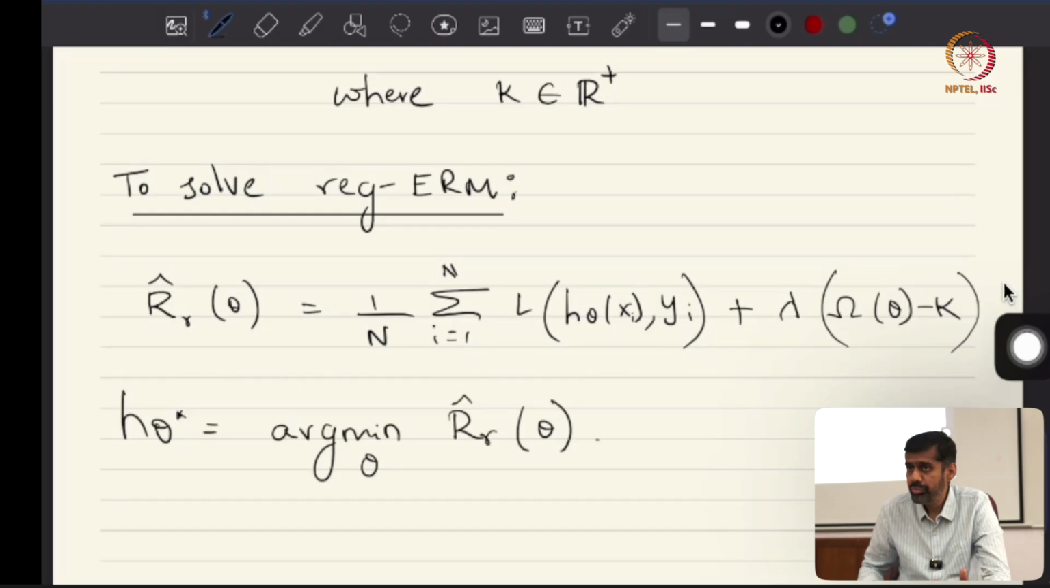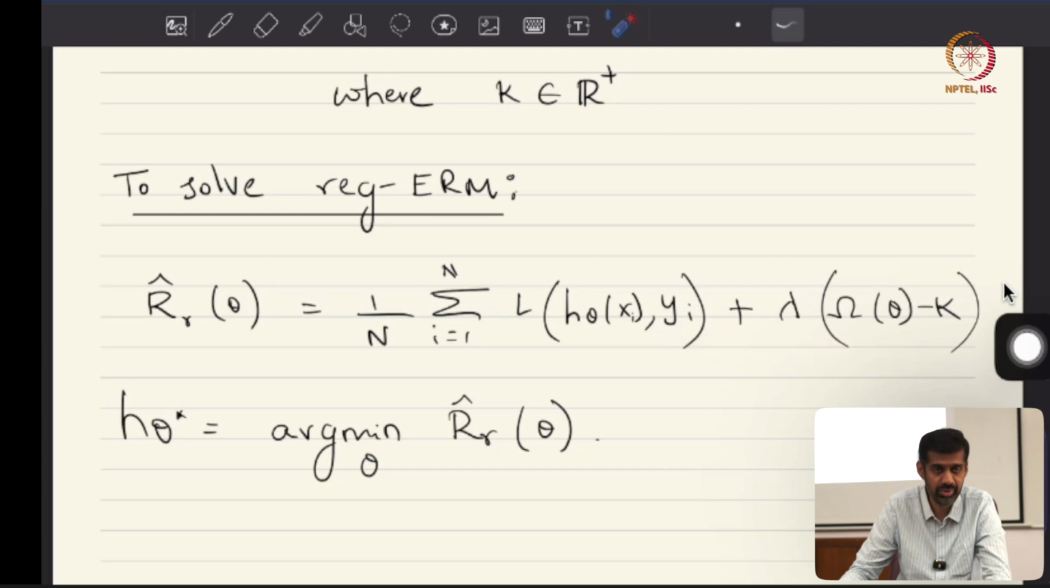People who have done optimization theory know that if you want to solve a constrained optimization problem, you construct a Lagrangian and you solve two optimization problems, right? One is the primal and the other is the dual. This is the primal, and the dual will be an optimization problem on the Lagrange multiplier lambda. But typically in the ML community, it's not solved that way. So this lambda is assumed to be a hyperparameter and it is fixed using the validation data. So you don't solve the primal-dual problem.